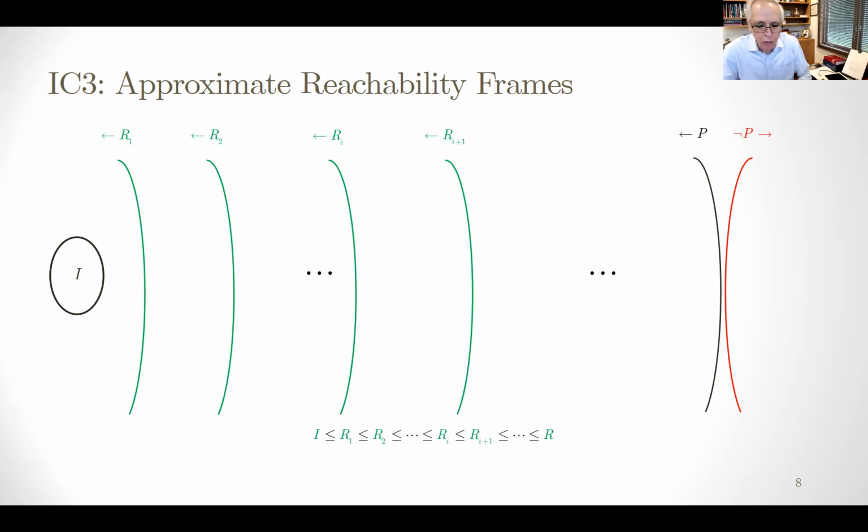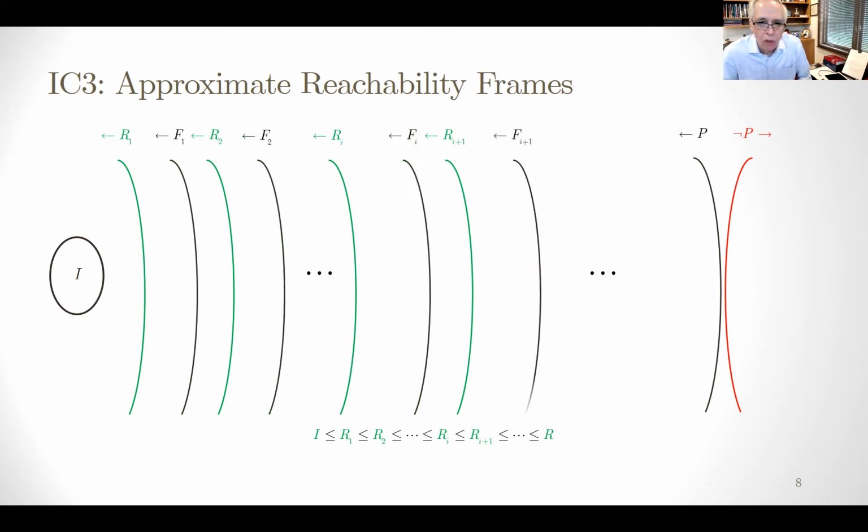So what IC3 does is it says, let's compute an overapproximation of these reachability frontiers. The reachability frontiers are essentially contained within each other, starting with I and ending with the full reachable set. So what we're going to do instead is compute overapproximations called frames. Frame 1 overapproximates R1, frame 2 overapproximates R2, and so on and so forth, such that the frames themselves are also contained within each other.